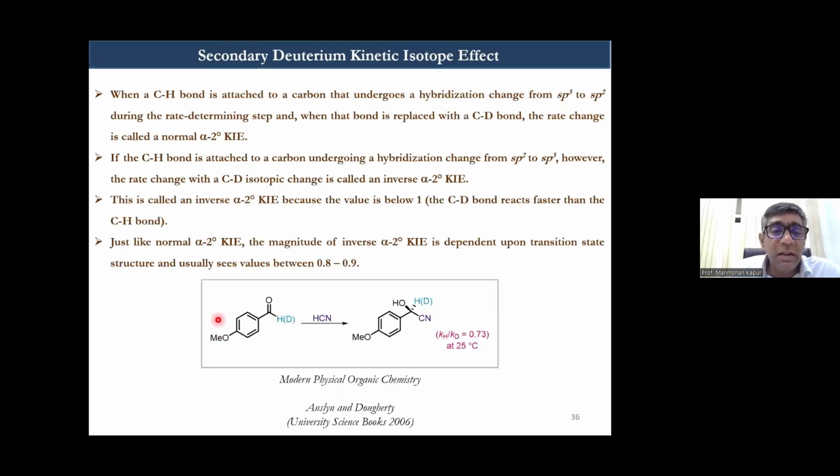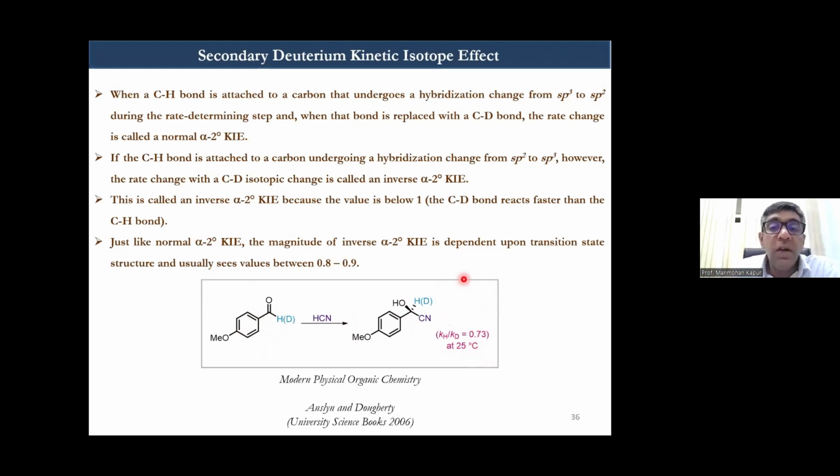So you can see in this particular case, for example, if you are adding HCN across this particular bond, then this is a reversible reaction. What are you getting here? You're starting with sp2, you are going to sp3. So going from sp2 to sp3, you would expect an inverse secondary kinetic isotope effect, and the observed value for the KIE here is 0.73, which is less than 1.